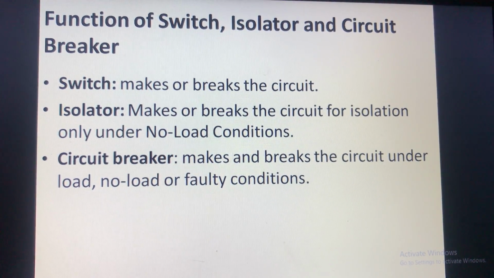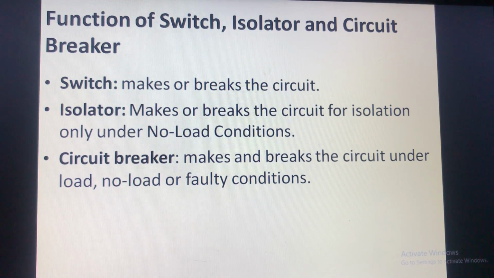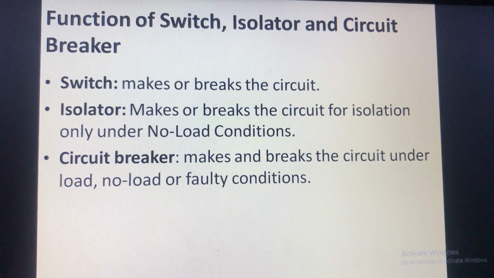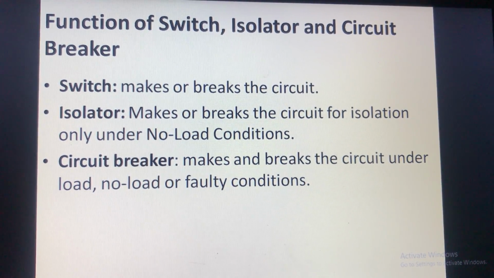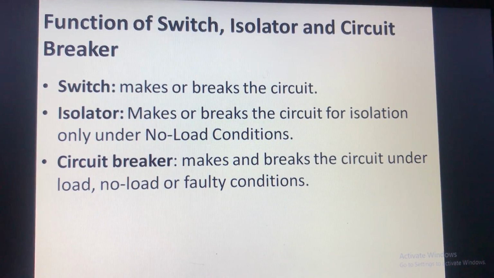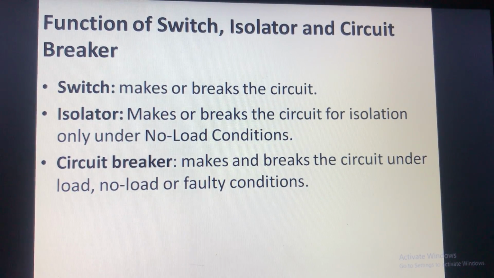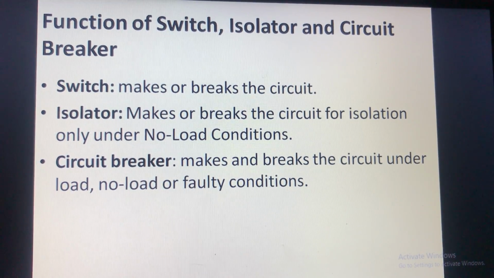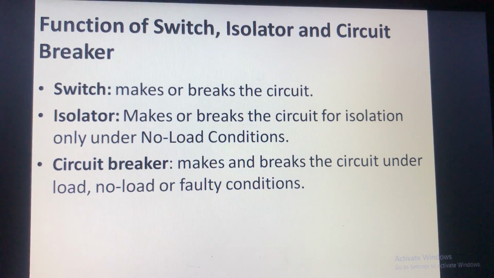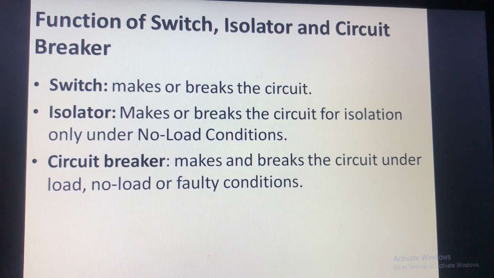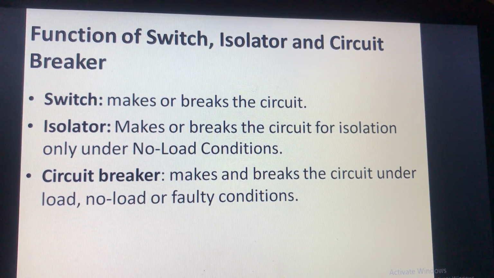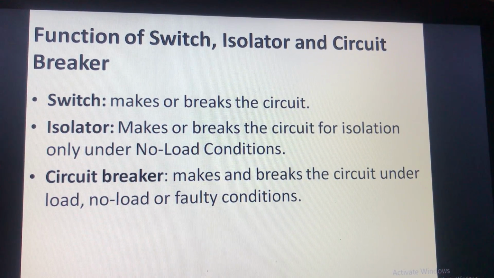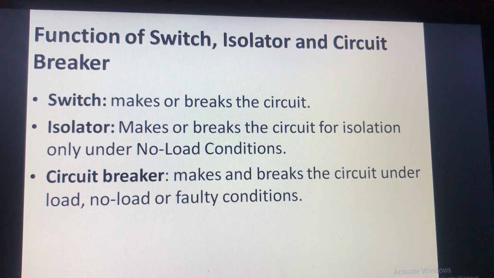Then is the circuit breaker. So a circuit breaker, obviously, is for protection. It is a protecting device. It can operate under load conditions and under no load conditions, and its basic function is under faulty conditions. Whenever a fault is detected by relays, the circuit breaker will open its contacts. So this is the definition of switch, isolator and circuit breaker.